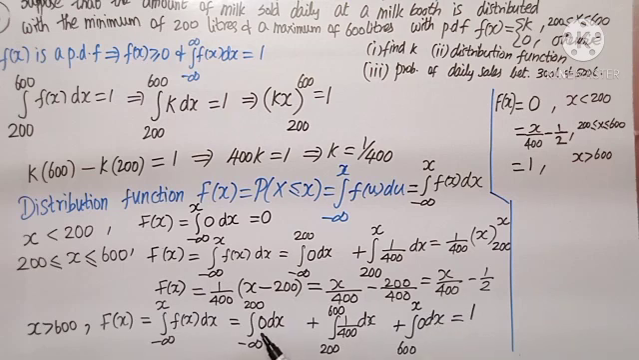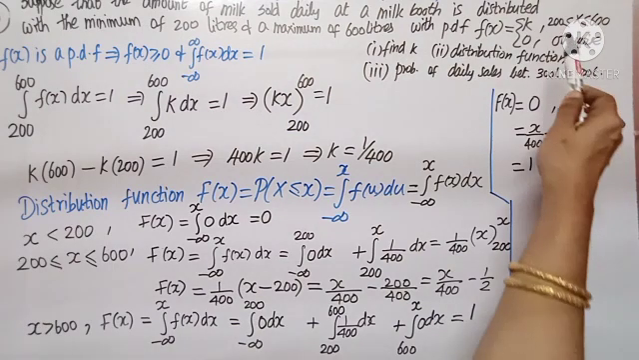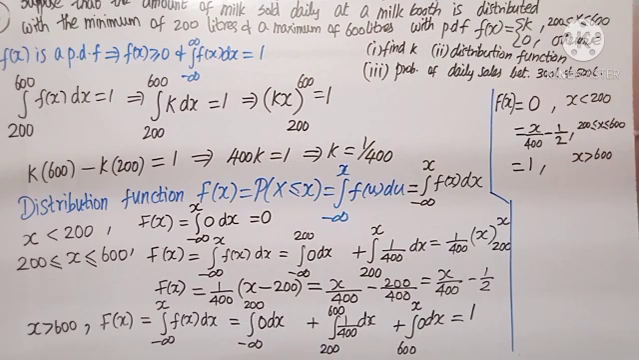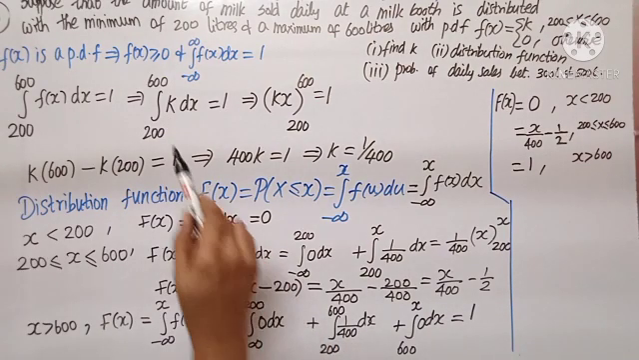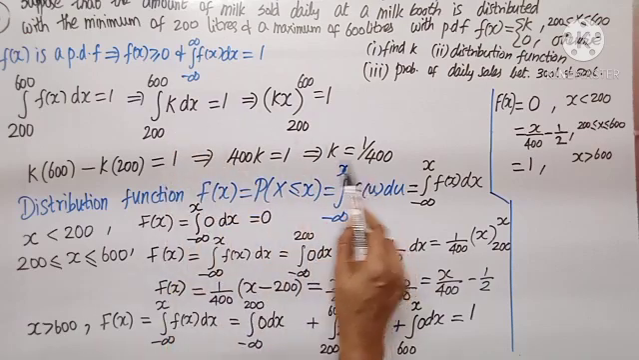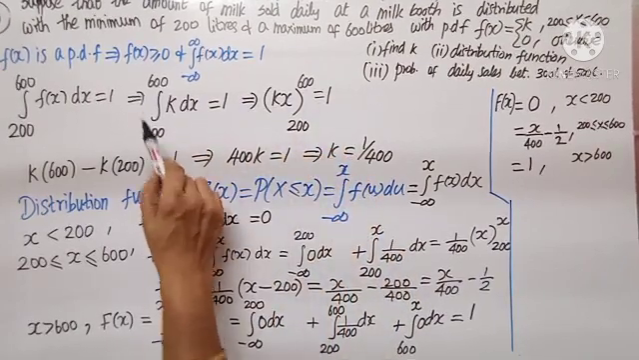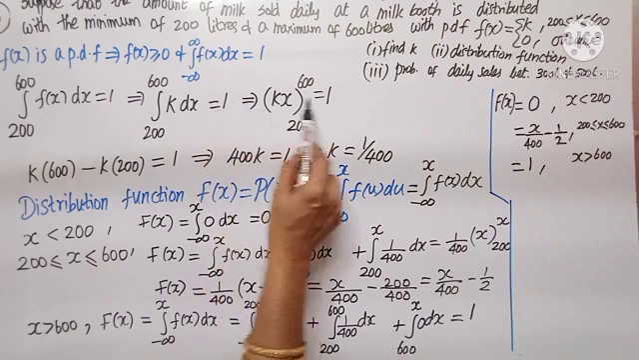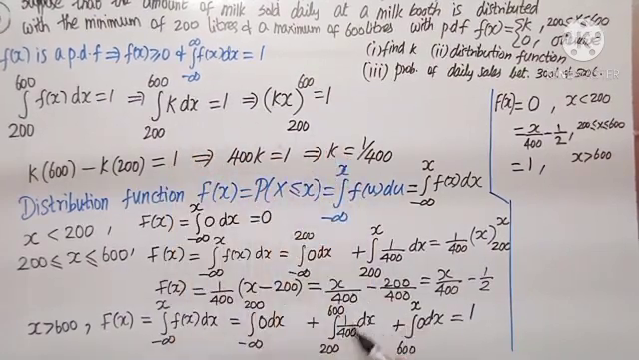It is obviously 0 in the first and third intervals because the function is defined only from 200 to 600. This answer, as we know from the first line, is 1. Integral 200 to 600 of k dx is 1. K is 1 by 400 and so my answer is 1. Tabulating all three, we have the distribution function.